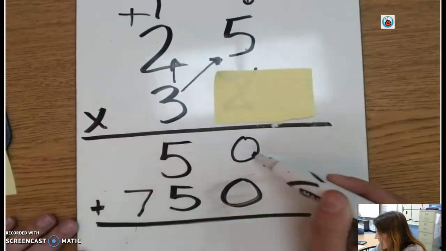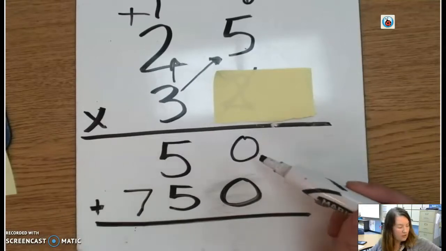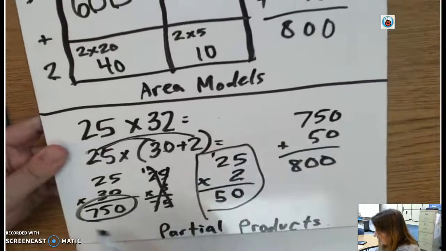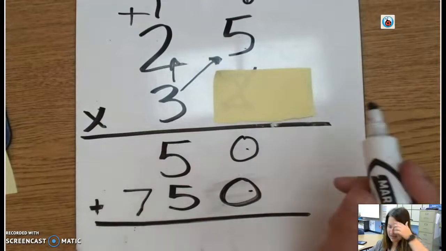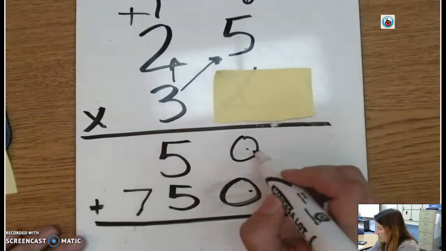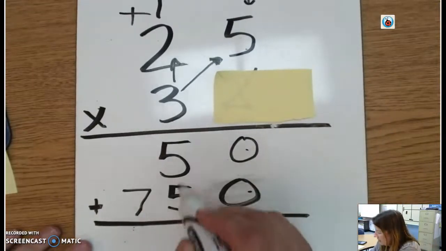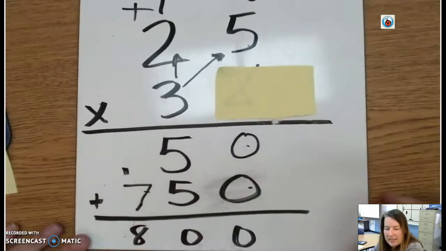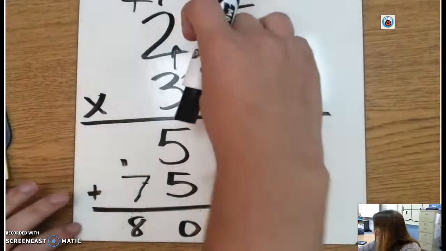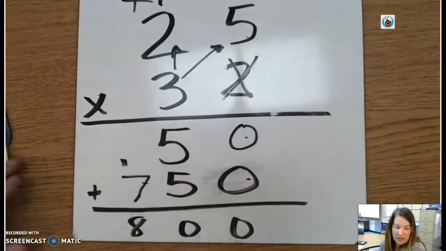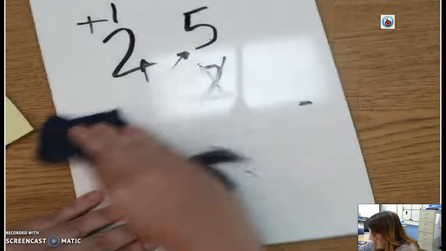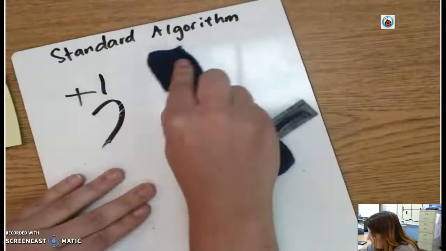And now I'm going to add these two numbers up. If you notice, 50 and 750 is our partial products, is what we had, 50, 750. Just with this strategy, they're stacked on top of each other. So 0 plus 0 is 0, 5 plus 5 is 10, 7 plus 1 is 8. We're going to try another one of those. In fact, we're going to try a lot of these today. So let me erase this and let's try another one.